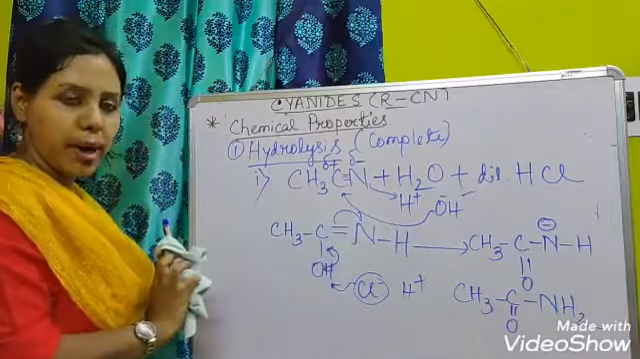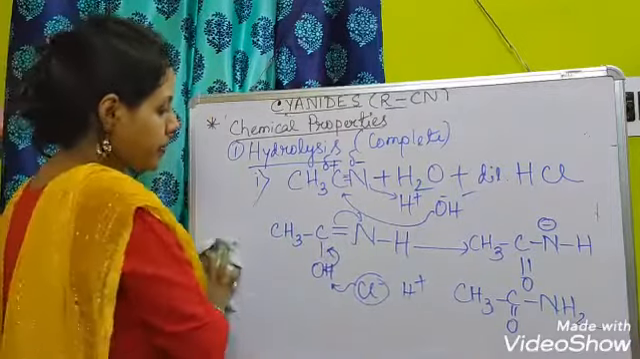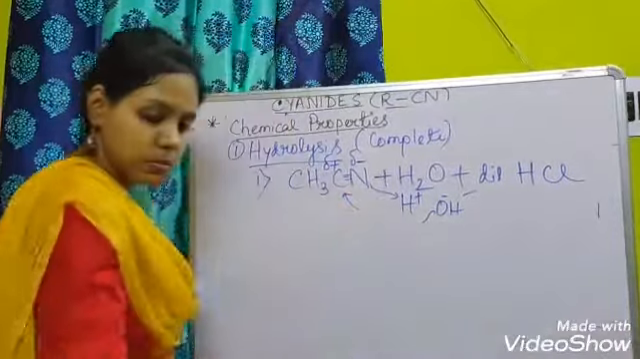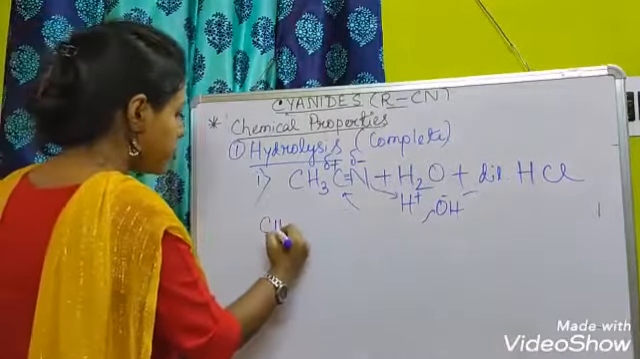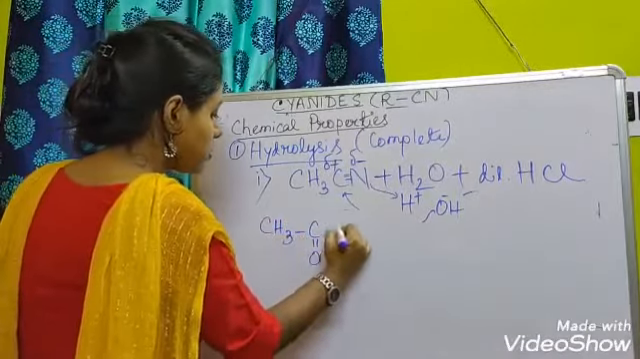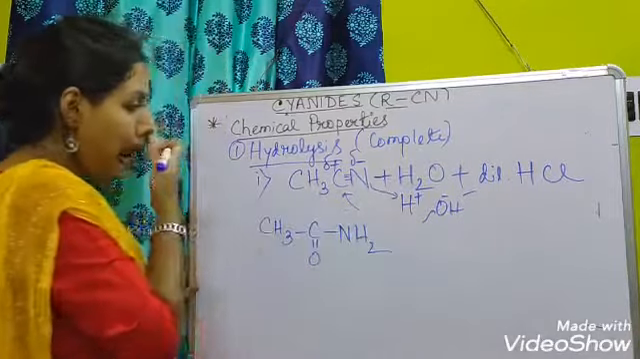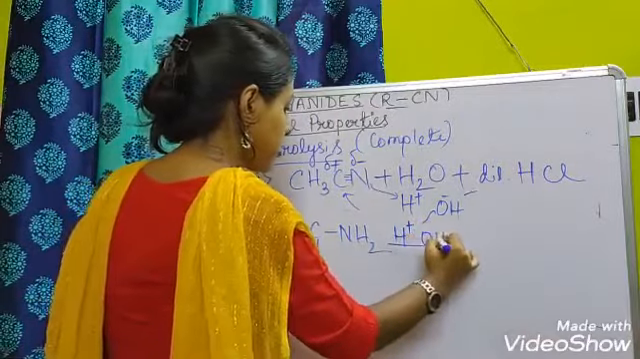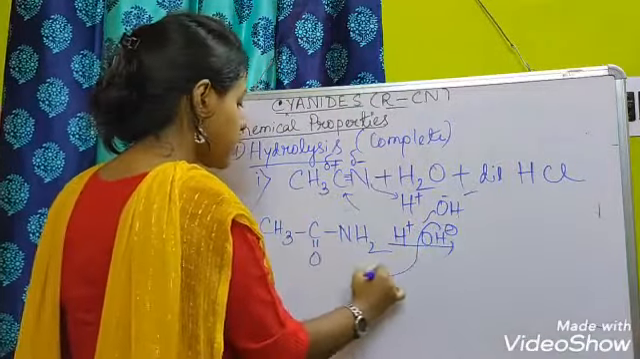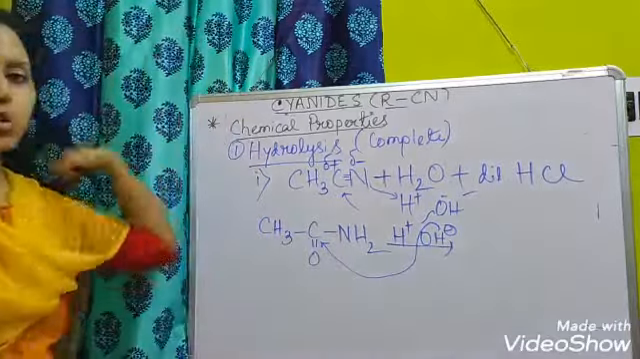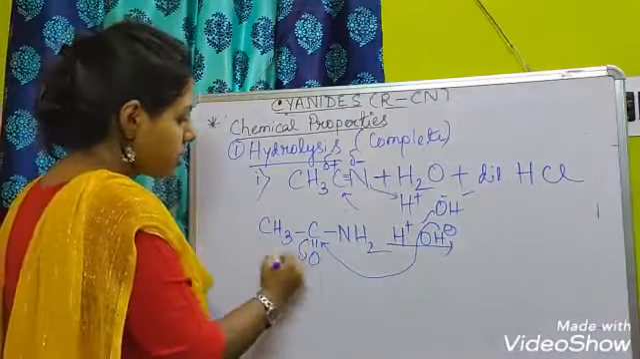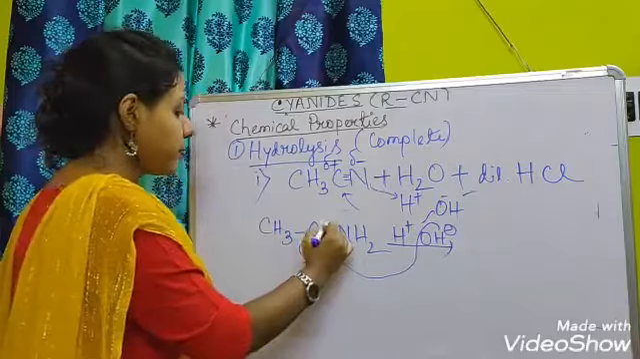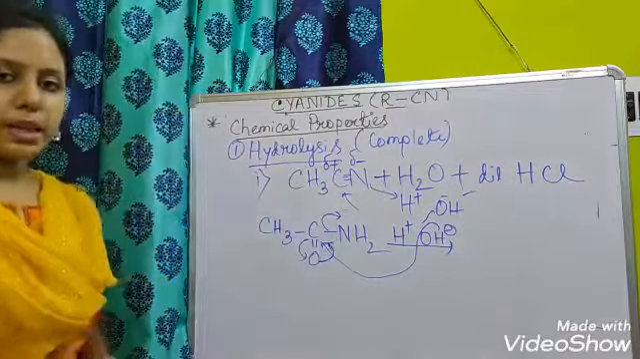I think all of you have noted it down. In the next step, there is one CH3CONH2. Again a water molecule is present. Now this OH minus will again add to the carbon atom. This bond will be gone on the oxygen, forming minus. Then again it will revert back and this NH2 will be gone out.